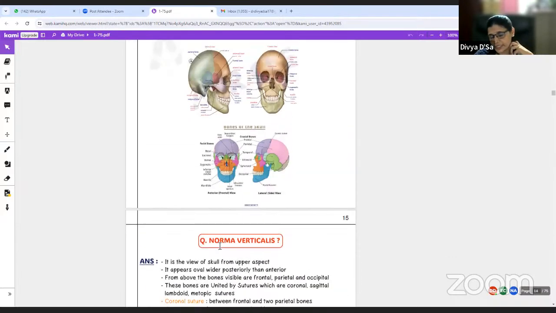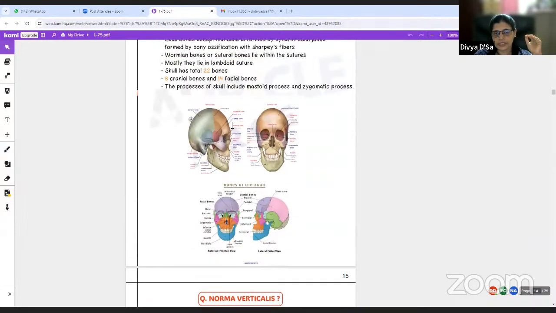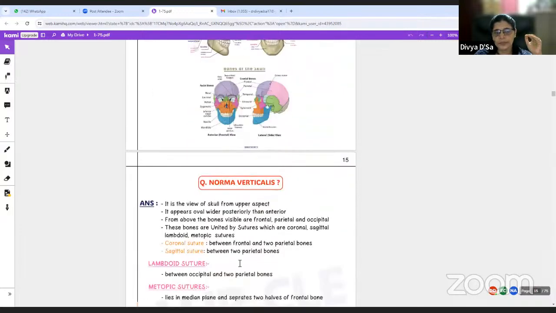So when we study the skull, we study the different views of the skull. When we see it from above, we call it the norma verticalis. So norma verticalis is the view of the skull from above, the upper aspect. It appears oval, wider posteriorly than anteriorly. So what bones do we see? From anterior to posterior, we see the frontal, the parietal, and the occipital.